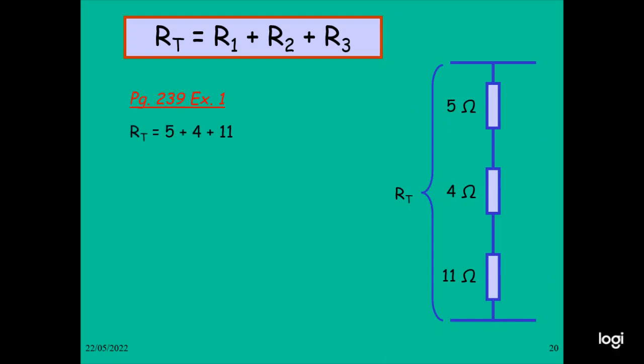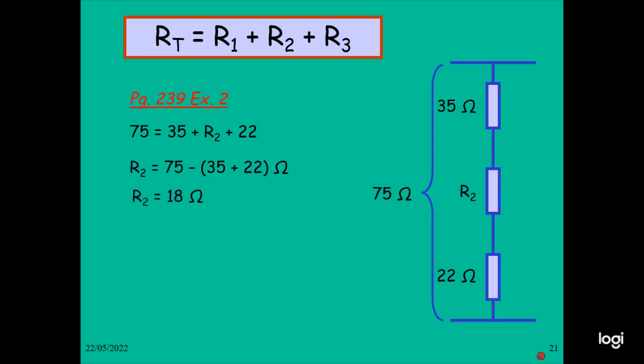In this example, R1 is 5 ohm, R2 is 4 ohm, and R3 is 11 ohm. So RT equals 5 plus 4 plus 11, and you get 20 ohm. In another example, RT equals R1 plus R2 plus R3, where R1 is 35 ohm, R3 is 22 ohm, and RT is 75 ohm. We have to find R2. So 75 equals 35 plus R2 plus 22. Therefore R2 equals 75 minus (35 plus 22), so you get 18 ohm.